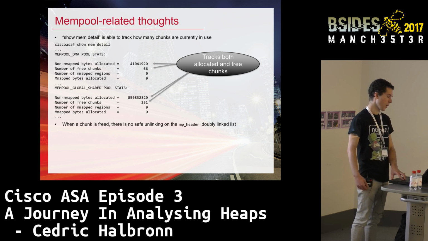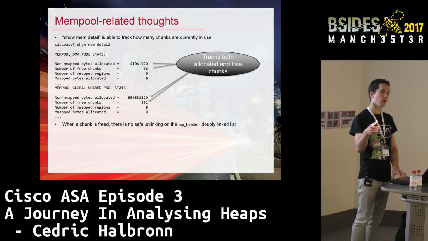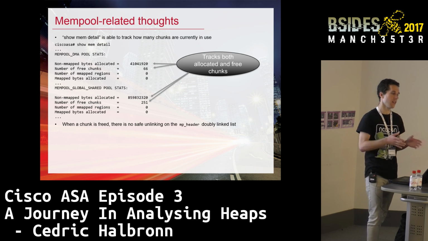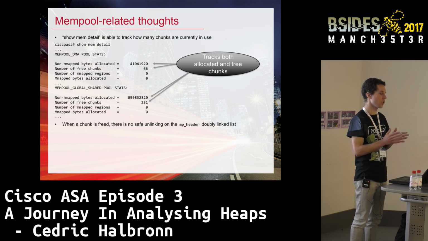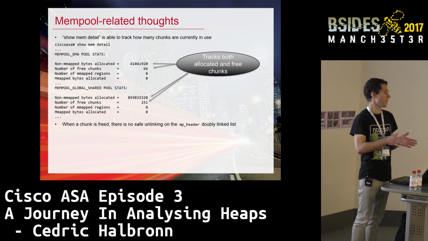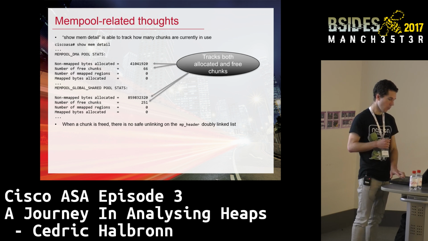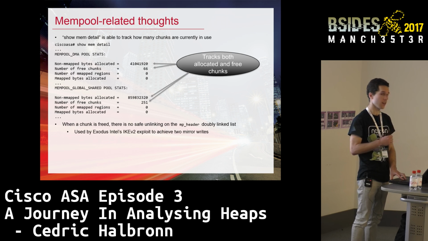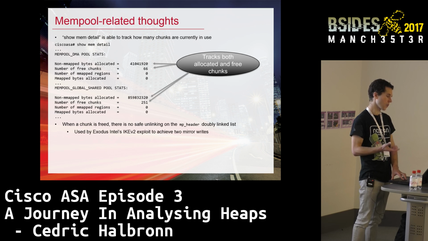Another interesting thing is when a chunk is freed, there is no safe unlinking. Meaning that even though dlmalloc would have safe unlinking, their mempool header doesn't have safe unlinking. Even though I said earlier that the version 2.8.3 doesn't have safe unlinking anyway. It's actually interesting to see that it evolved and the recent version now has safe unlinking, but the mempool still doesn't have safe unlinking. The fact that it doesn't have safe unlinking is used by the Exodus Intel IKEv2 exploit to get mirror writes.